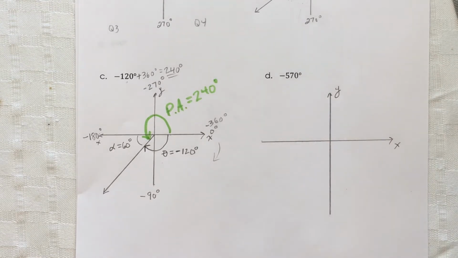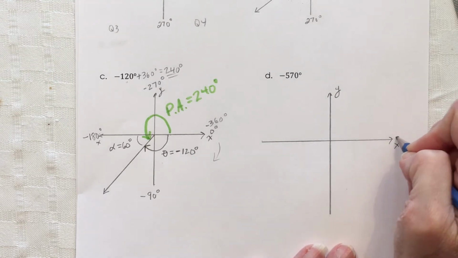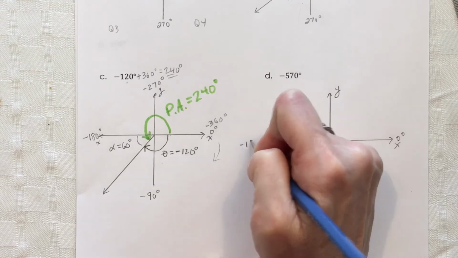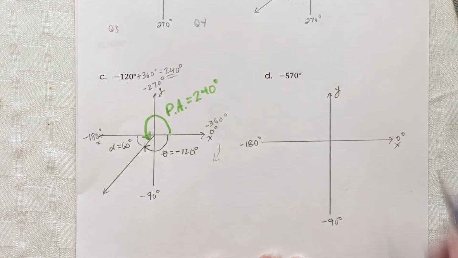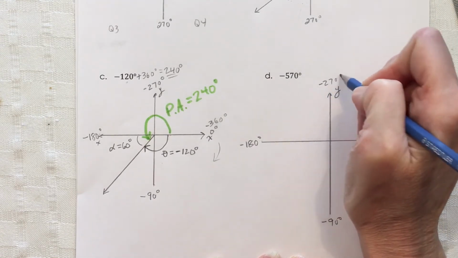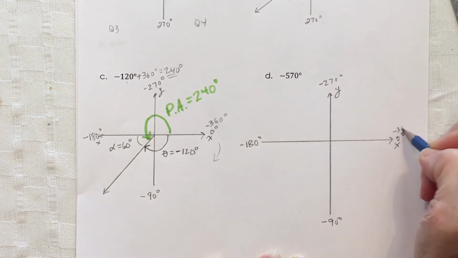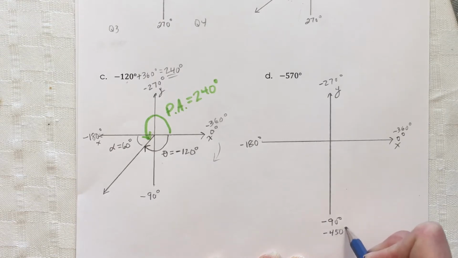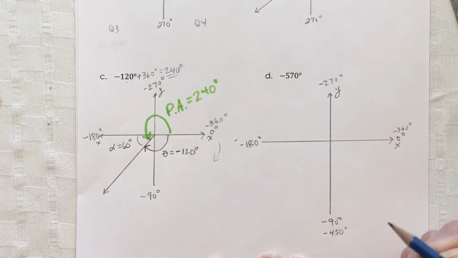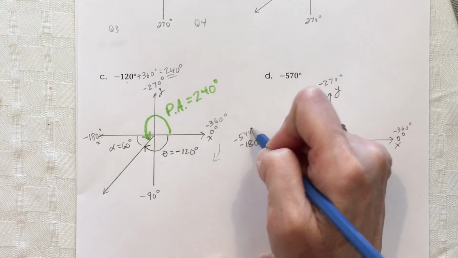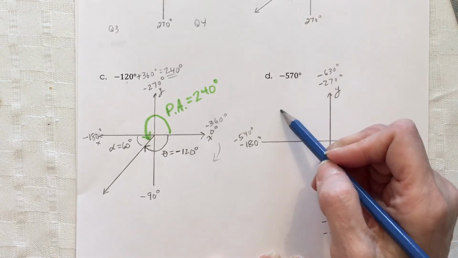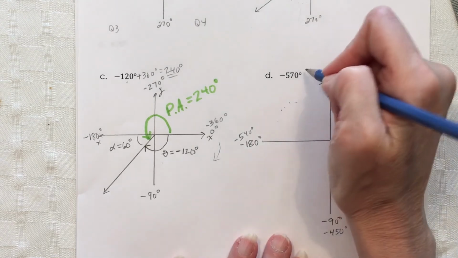Okay, so negative 570. So again, we know we've got 0, negative 90, negative 180, negative 270, negative 360, and then add negative 90 more and you get negative 450, negative 90 more, negative 540, negative 630. So we know it's going to be in this quadrant somewhere. But how can we figure that out?